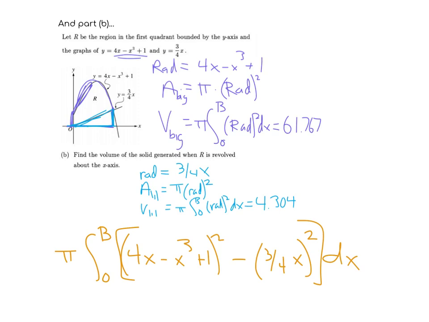So when I do that subtraction problem, I'm going to get 61.767 minus 4.304, 57.463. Hopefully I'm not messing up any rounding. It may be a better idea to go a few more digits here. I've just been a little bit lazy.